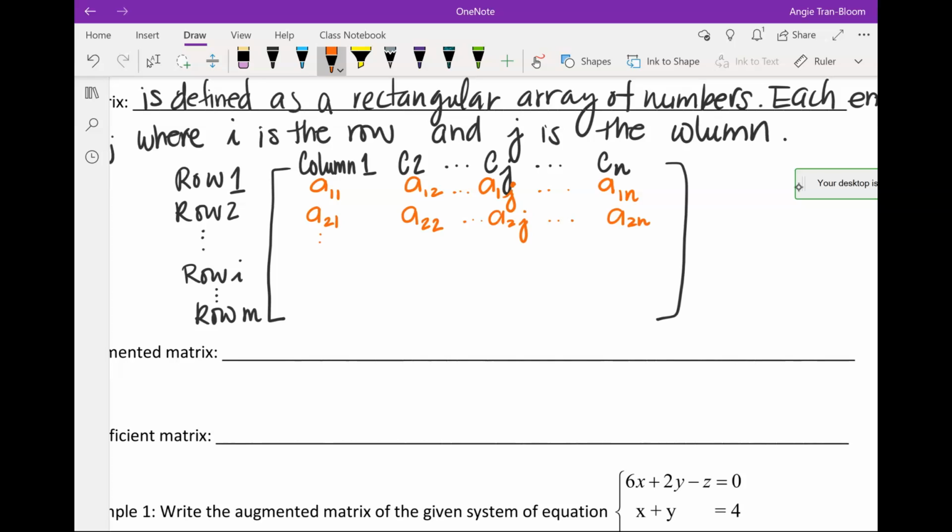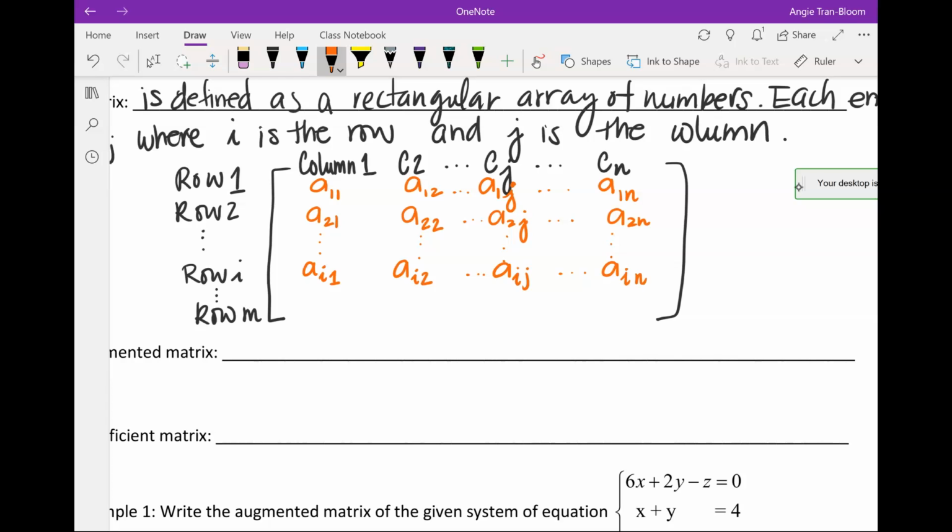Now we're going to skip a few rows. Now row I, A subscript I, 1, because row I and then column 1. This is row I. I, 2, skip a few. This is I, J, skip a few. This is A, I, N.